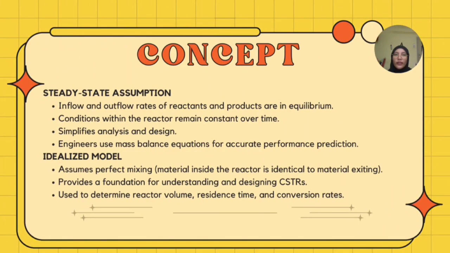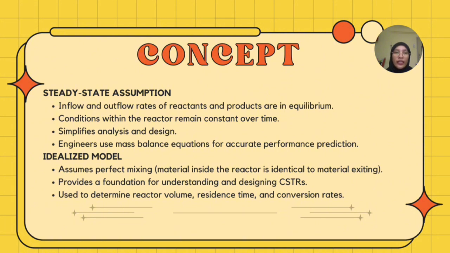Next, steady state assumption. The CSTR operates under the steady state assumption, meaning the inflow and outflow rates of reactants and products are in equilibrium. At this state, the condition within the reactor remains constant over time, simplifying the analysis and design of the reactor. Engineers can use mass balance equations to accurately predict the reactor's performance, making it easier to maintain consistent output quality.